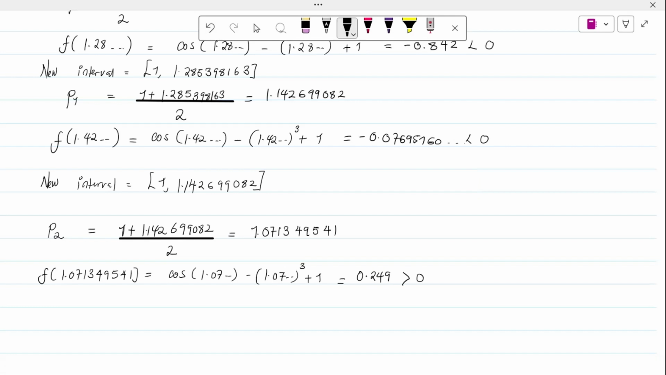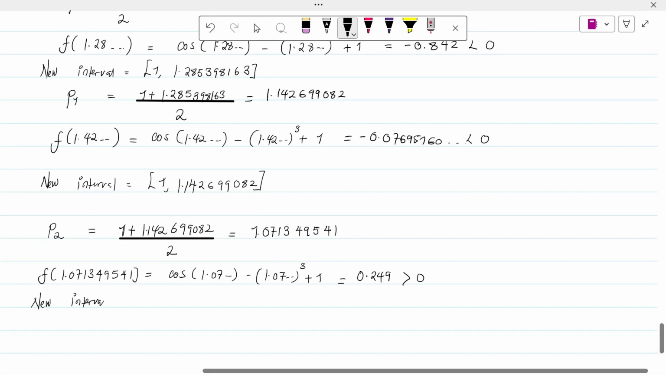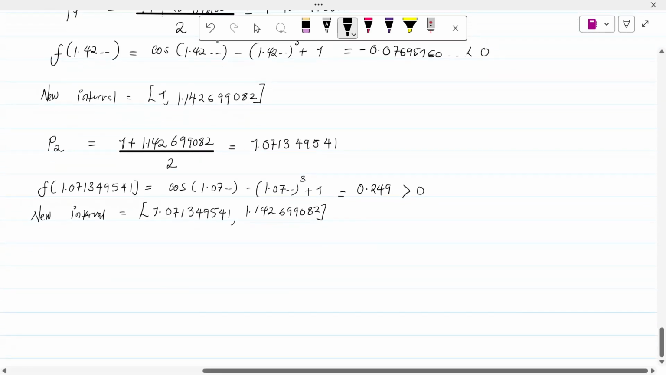It's positive now. So from the previous interval, remember that 1 was giving us a positive. So this one has to be replaced now with 1.0713. So our new interval now will be 1.071349541, comma 1.142699082. And then you can get the value of P3.